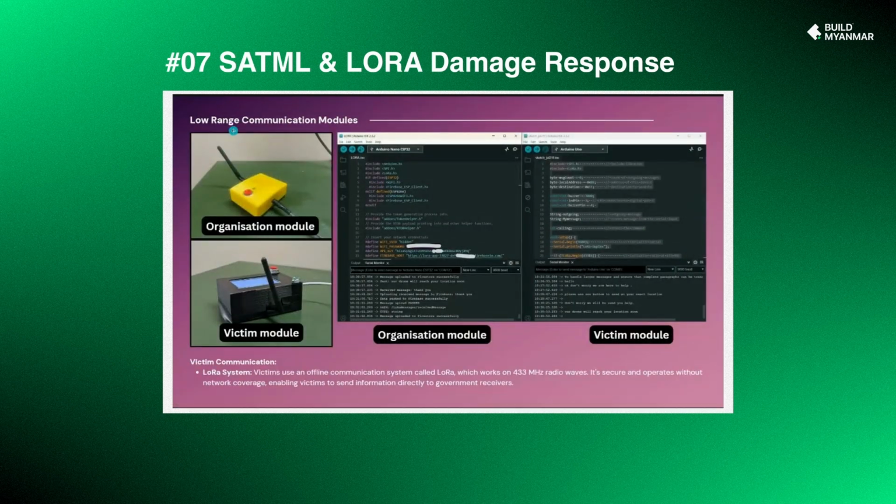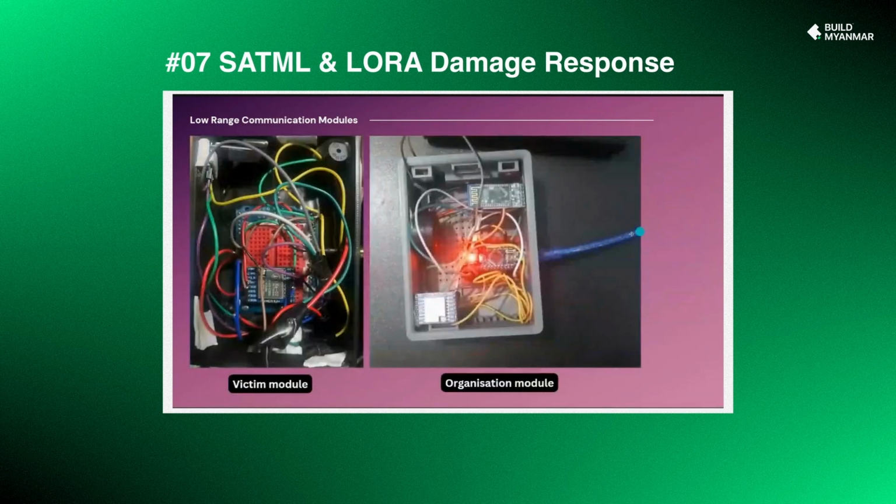This is our LORA communication module. We will show the real demo very soon. There are 2 modules, an organization module and a victim module. The victim module is used to communicate offline to the organization module on radio waves of 433 megahertz. It securely operates without network coverage, enabling victims to send information directly to the rescue teams. The organization module is based on an Arduino Nano ESP32, and the victim module is based on an Arduino Uno. This is how they look internally. We will explain in detail in a bit.